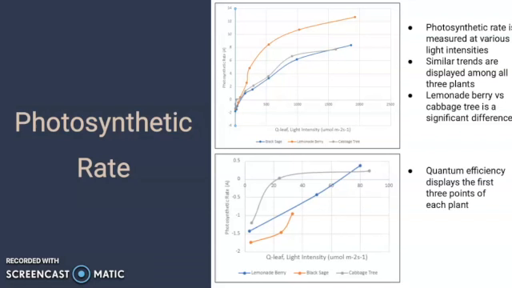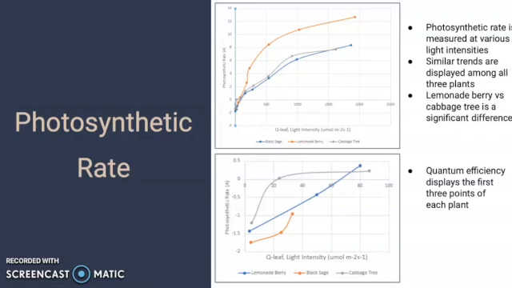This top graph shows photosynthetic rate compared to light intensity for the 3 plant species under 8 different light intensities varying from full shade on the left to full sun on the right. Lemonade berry had a higher photosynthetic rate than black sage and cabbage tree, whose values progress very similarly. The maximum photosynthetic rate is 12.66 for lemonade berry, 8.3 for black sage, and 7.7 for cabbage tree.